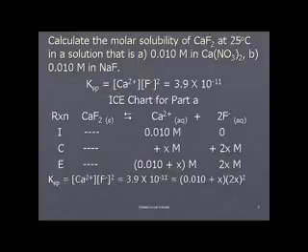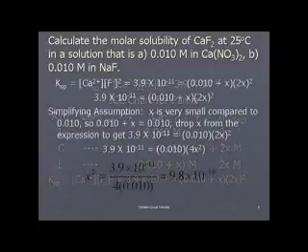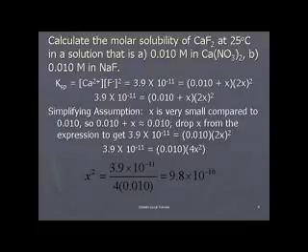And so at equilibrium, the concentration for the calcium will be 0.010 plus x moles per liter, and for the fluoride ion will be 2x moles per liter. So our 3.9 times 10 to the negative 11th will be equal to 0.010 plus x times 2x squared. This looks like a pretty complicated problem to solve. We have our 3.9 times 10 to the negative 11th equal to 0.010 plus x times 2x squared.